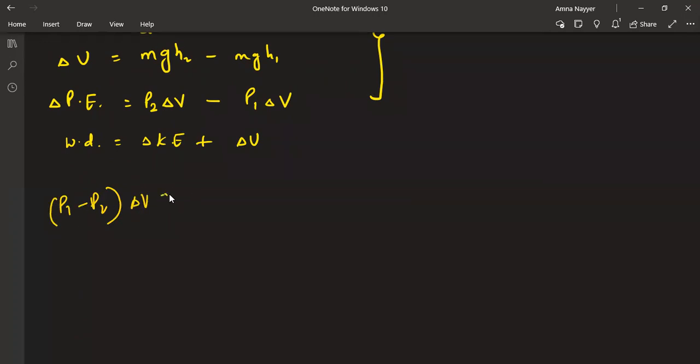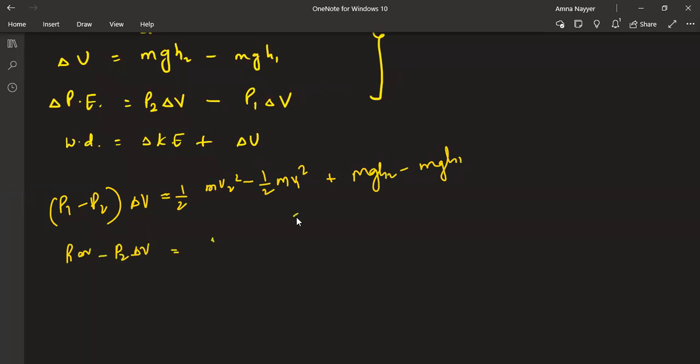This is equal to the change in kinetic energy, half mv2 square minus half mv1 square, plus mgh2 minus mgh1. Even if you multiply this separately, P2 delta V like this, it is the same thing, no difference. This will be exactly the same.